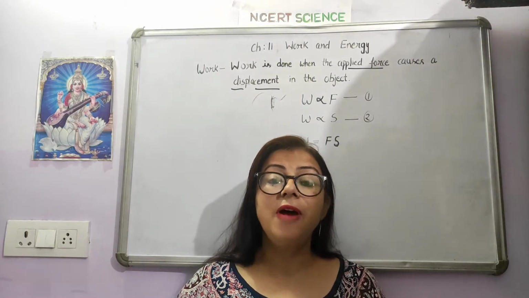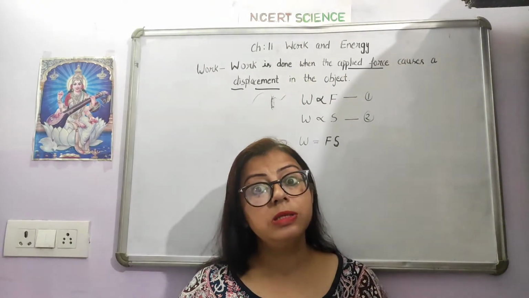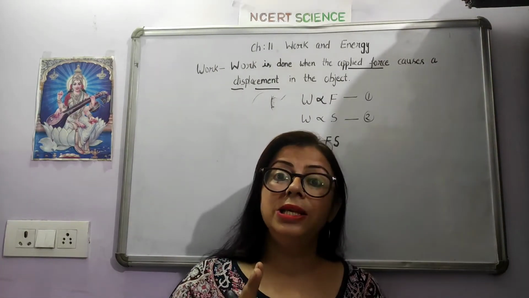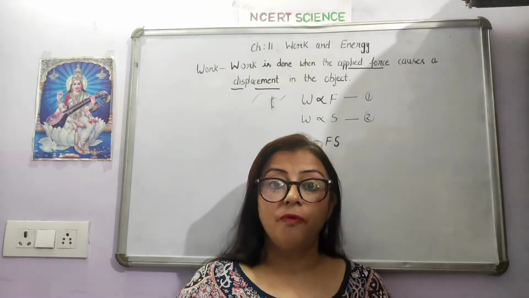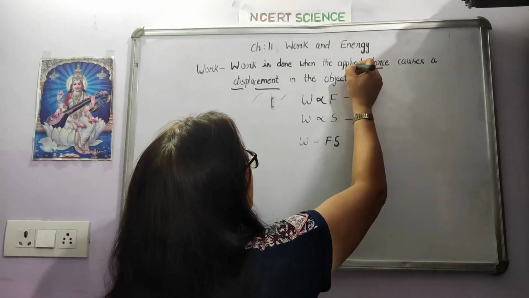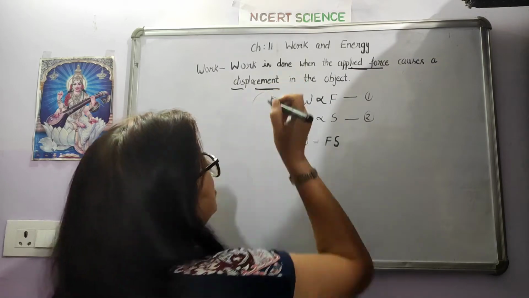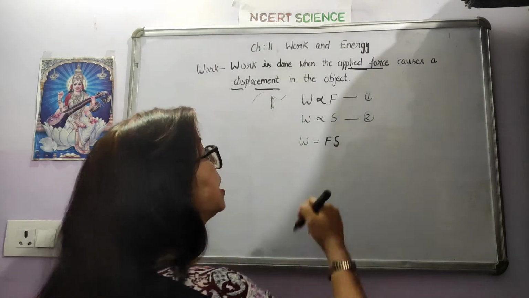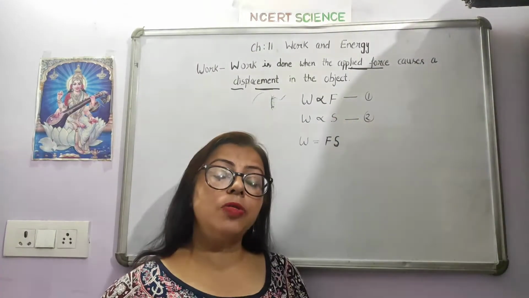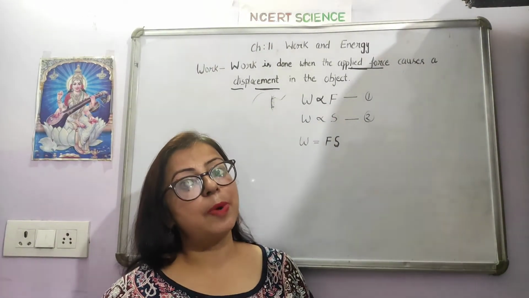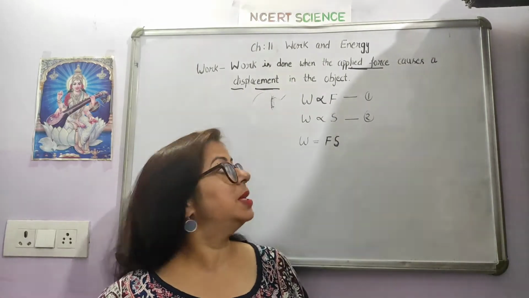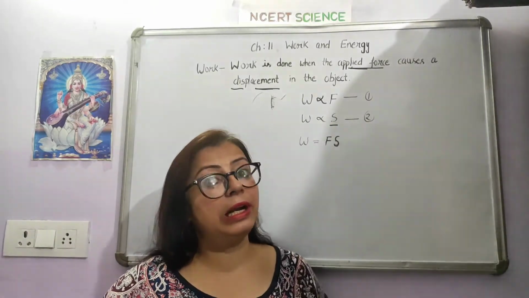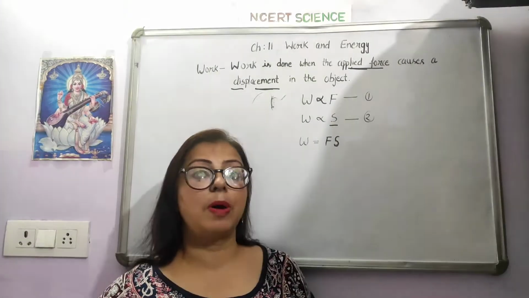Work is done when applied force causes displacement in the object. So two things are essential for work: first is applied force and second is displacement. So we can say that work is dependent on force. The larger the force you apply on the object, the larger the amount of work done. In the same way, if there is a large displacement, definitely the work will be large.